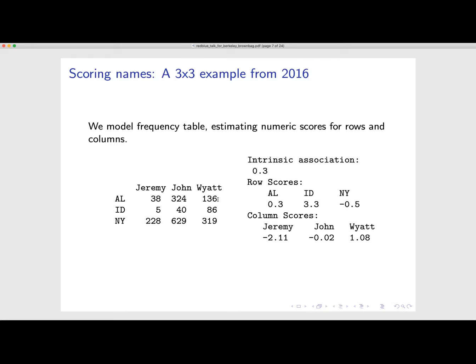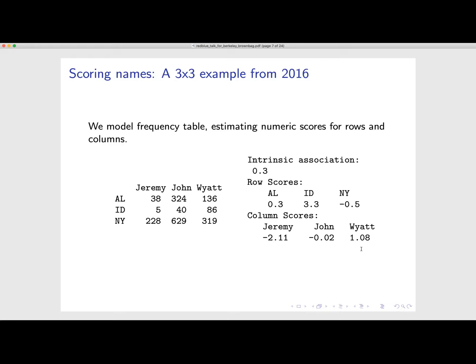Okay, so let's look at the scores that came out. It says that there's an intrinsic association between name and state of 0.3. I won't go into what that is. In fact, I think a challenge using these models is how to compare the intrinsic association across tables with different categories. That's a topic that's been studied. It says that Alabama is 0.3, Idaho is 3.3, and New York is minus 0.5. So they're out of order. Idaho is far to one extreme, and Alabama and New York are rather alike, but the order is Idaho, Alabama, New York. So the table's out of order. In names, I actually got the same order that is correct according to the model: Jeremy, John, Wyatt.